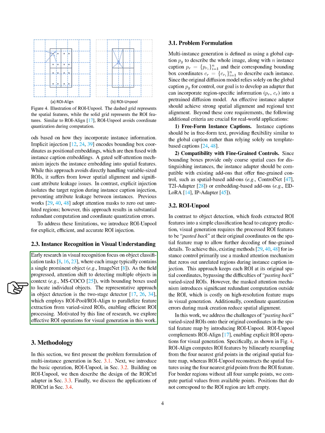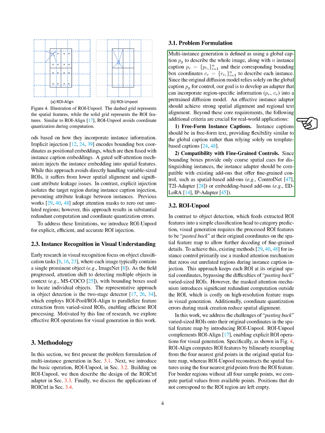For problem formulation, we define multi-instance generation as using a global caption to describe the entire image, along with individual instance captions and their corresponding bounding box coordinates for each instance. Our goal is to create an adapter that integrates region-specific information into a pre-trained diffusion model, achieving strong spatial and regional text alignment. Additionally, we emphasize the importance of free-form instance captions for flexibility and compatibility with fine-grained controls, as bounding boxes alone provide limited spatial cues.